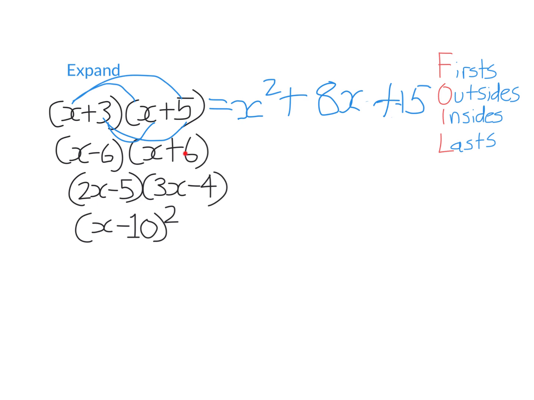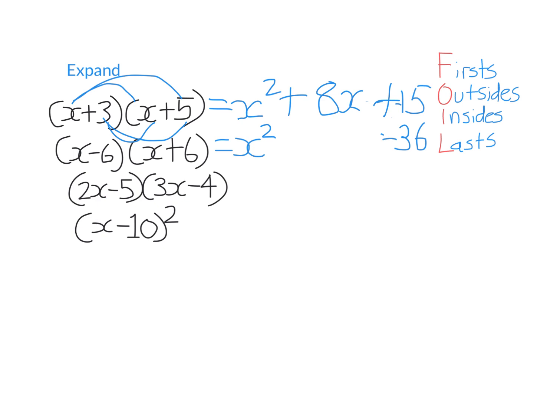All right, let's look at this second example. Let's use FOIL again. So first, x times x is again x squared. Outsides, x times 6. Insides is negative 6 times x. And then the thing last in each bracket is negative 6 times 6. So again, we look for like terms. 6x and negative 6x are like terms. 6x minus 6x is actually just 0. So those two terms cancel out, and our answer is just x squared minus 36.